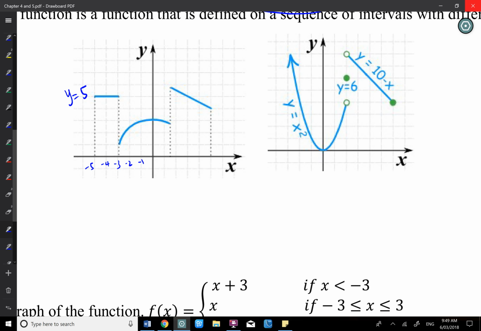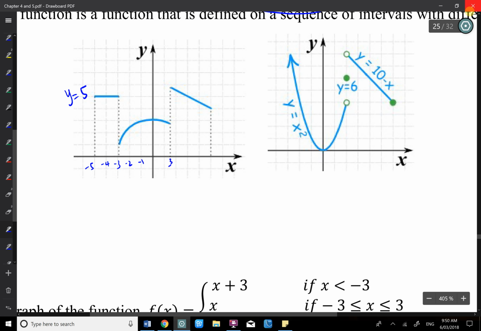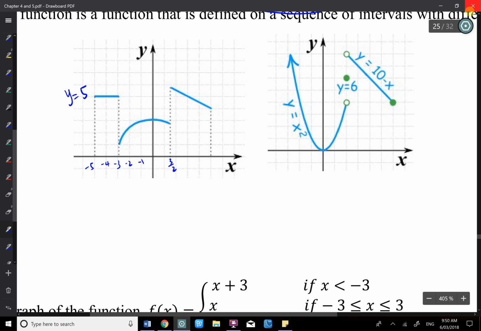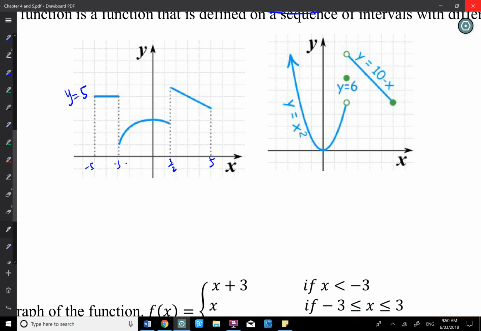And then this might be a quadratic or part of a circle. Can't tell, but I guess I'd say that would be a quadratic, but the domain only works from negative 3 to 3/2. And then, keep going, I have a linear function here. Also, I can find the gradient and the y-intercept, and it only works from 3/2 to 5. So different domains give you different parts of the graph. Different domains follow different rules.